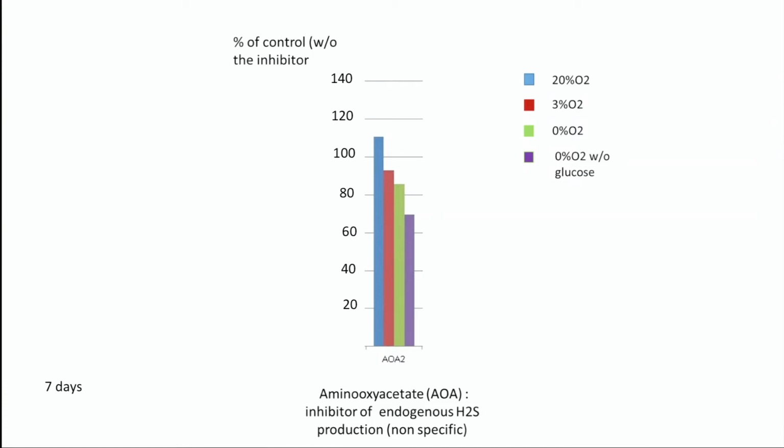This was in the culture, which duration was 7 days. And we could see that blockage of any of these complexes provoke a very important negative impact on the survival of the cells, of the mesenchymal cells in ischemia.